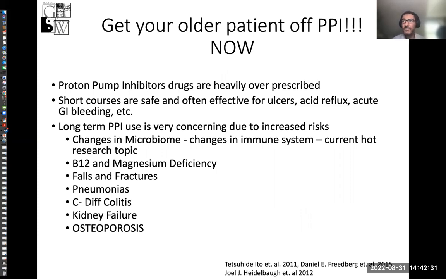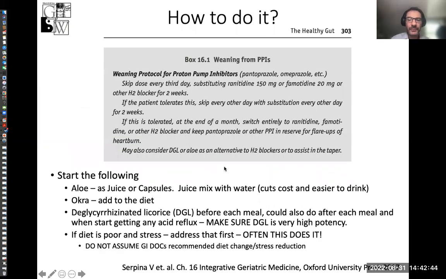Problem is that getting off of these pills is a little tricky. So I would say, you need to work with someone if you're taking this, but if you already have osteoporosis, you should really seriously think about getting off of this. So there's a whole information on how to do that. I'm not going to cover it. It's in the book, in the chapter on healthy gut, if you want to look at it.